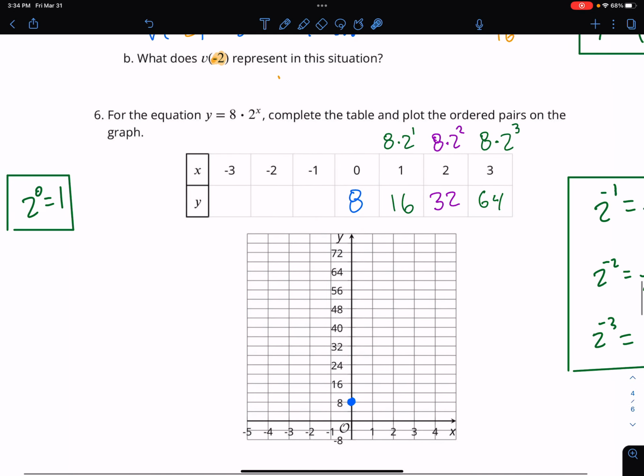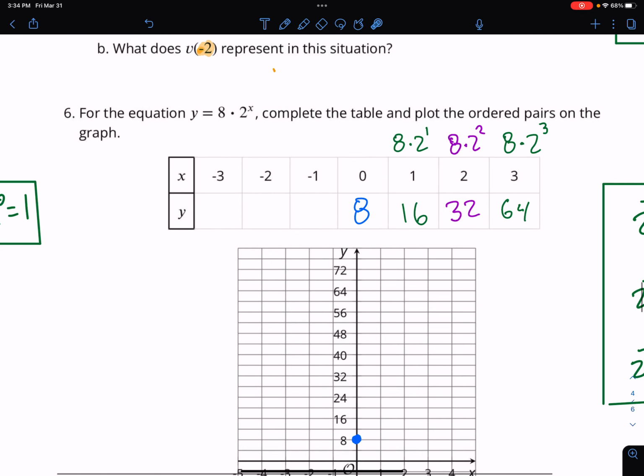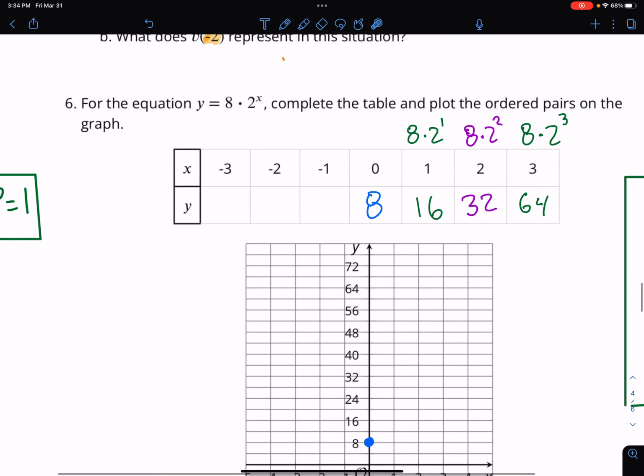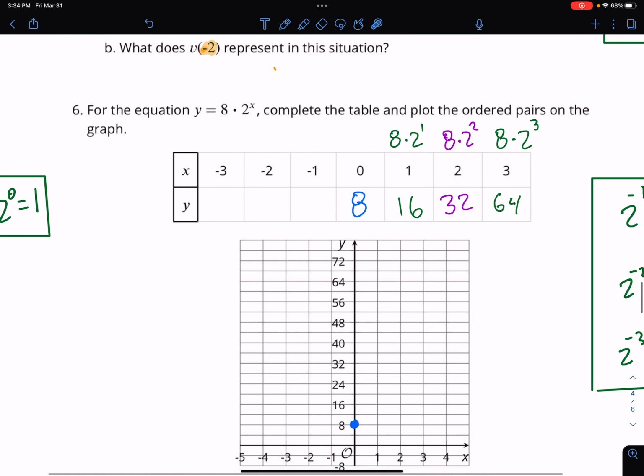So for a lot of you, if you're familiar with how these equations work and you know that going backwards, instead of multiplying by 2, we're going to be dividing by 2 each day that we go backwards, you could just say, hey, what's 8 divided by 2? What's half of 8? And that's going to be 4.